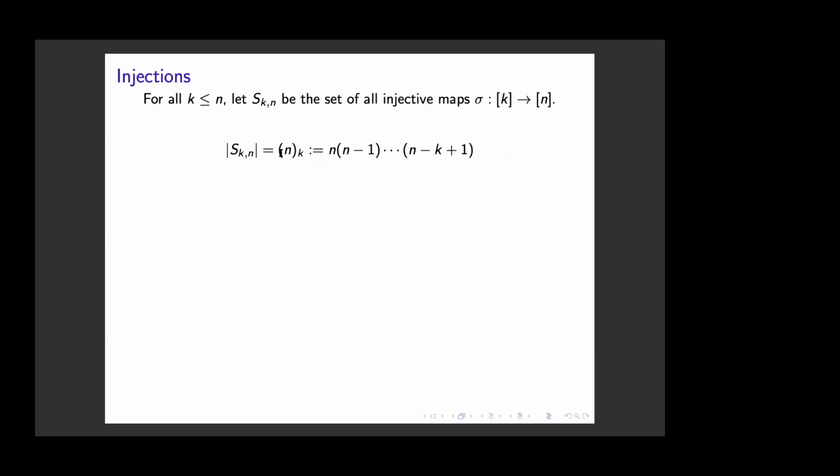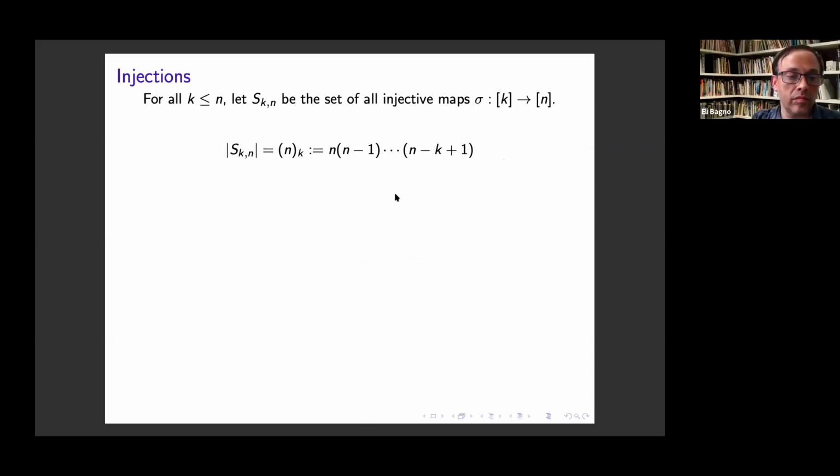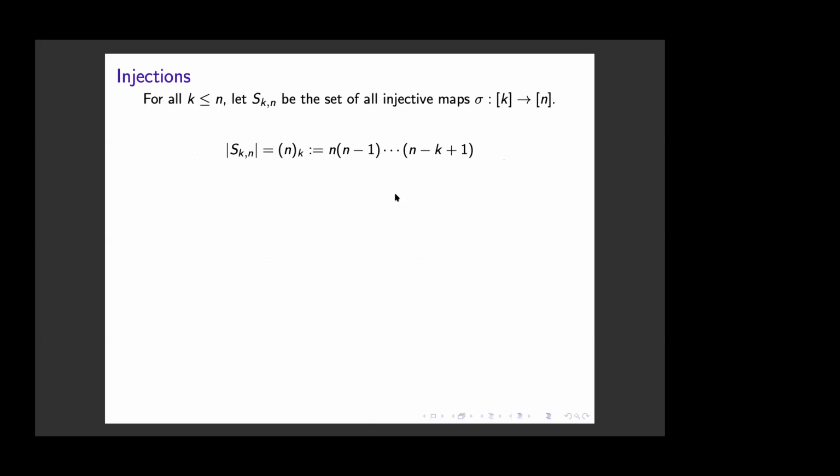Okay, so injections. S_{k,n} is going to be the set of all injective maps. It's not too difficult to see that these are counted by the following factorial. And when k is equal to n, we get permutations. The theme of this talk is going to be to generalize what's known for permutations to injections.